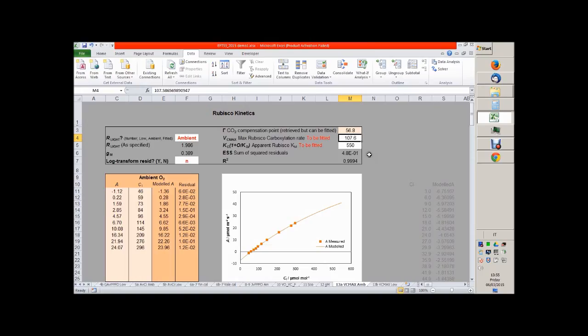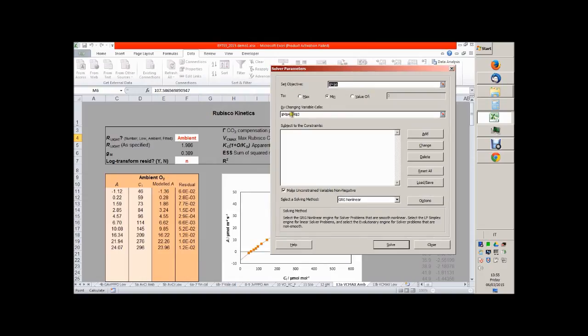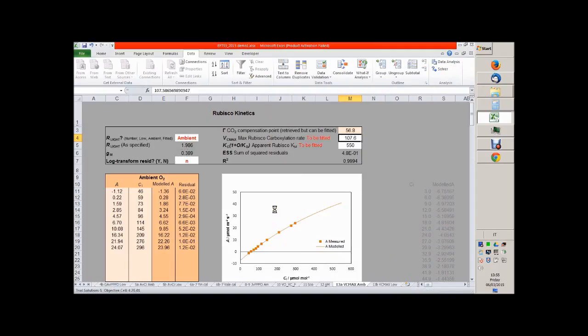Another possible alternative is to fit GM together with the Vc max. So in this case the procedure is exactly the same. GM is just added in the variable cells here. So now we have a fitted value of GM, a fitted value of Vc max, and the literature value for the apparent Michaelis-Menten constant. The link with sheet 12 can be restored by just typing equals GM.